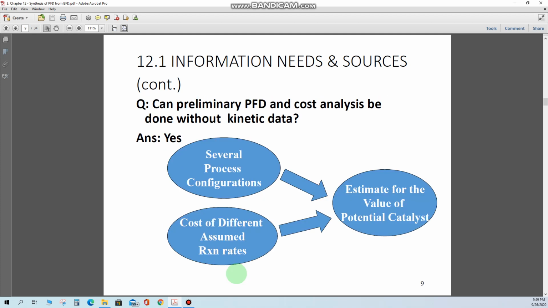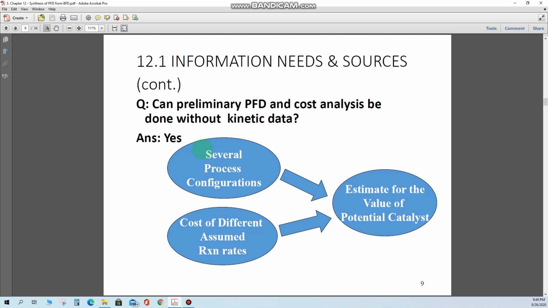Now, there is a question here. Can preliminary PFD and cost analysis be done without reaction kinetics? So I can ask you this question: can we calculate the cost of any process or the profit margin if we do not have the kinetic data? The answer is yes, we can calculate the cost or the profitability margin. We studied one example in chapter number 2, and there was no information on the kinetic data, but still we can see the reliability or the profit margins of the process.